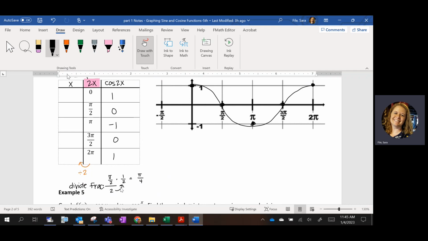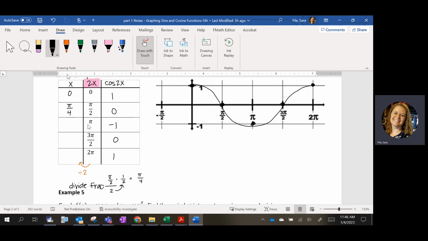Now, some of you will not need to do that. You understand fractions better than others, and that's great. If you just think about 0 divided by anything, it's still 0. 0 is not changing. But this is pi halves, and we're cutting it in half. We're dividing it by 2. Half of a half is a fourth. That's where pi fourths came from.